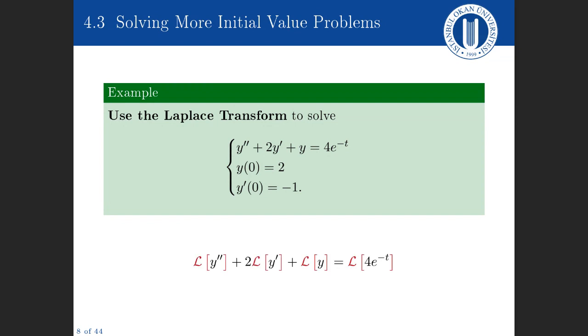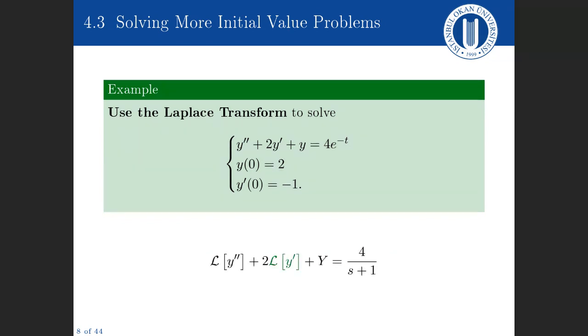Laplace transform of y double prime plus 2 times the Laplace transform of y prime plus Laplace transform of y equals the Laplace transform of 4 e to the power minus t. On the right-hand side, the Laplace transform of 4 e to the power minus t is just 4 over s plus 1. Next, I want to look at the green term, the Laplace transform of y prime. We know what that is. Look at the orange term. We know a formula for the Laplace transform of y double prime. So here it is.